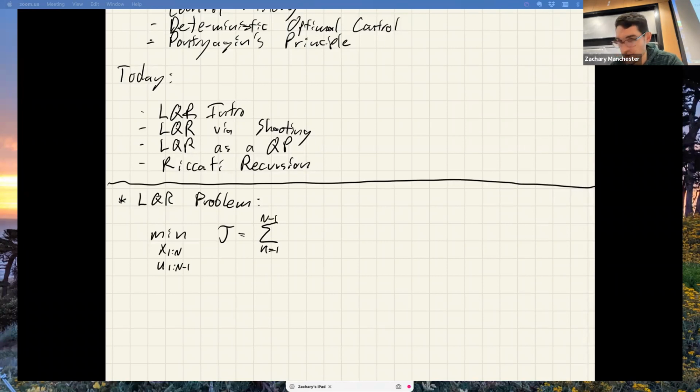So let's write that down. Here's kind of a, not the most general quadratic cost. We'll tweak this later, but this is a good place to start. So that's our state cost, and we have a control cost, and then we have a terminal cost. The sum goes k equals 1 to n minus 1, and then we have a terminal cost that's just on the last state, xn.